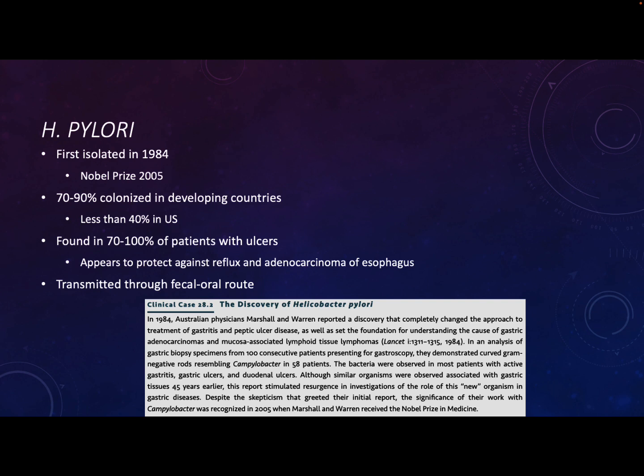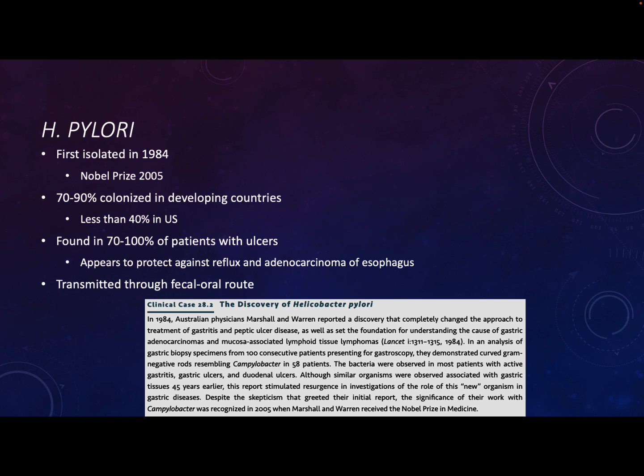In an analysis of gastric biopsy specimens from 100 consecutive patients who came for gastroscopy, they demonstrated curved gram-negative rods resembling Campylobacter in 58 patients, so well over half. The bacteria were observed in most patients with active gastritis or inflammation in the stomach, gastric ulcers, and duodenal ulcers, so it can get into parts of the intestine as well. Although similar organisms were observed associated with gastric tissue 45 years earlier, this report stimulated resurgence and investigations of the role of this new organism in gastric disease.